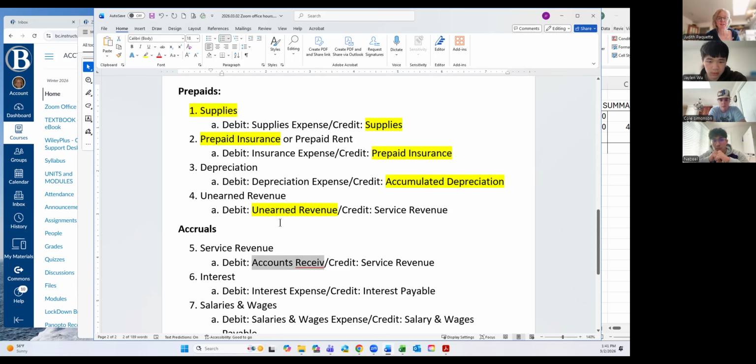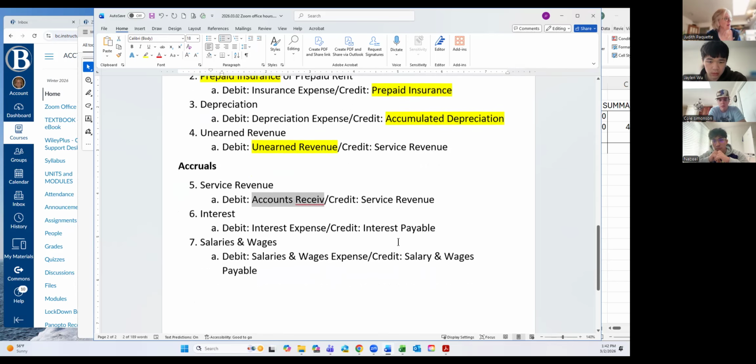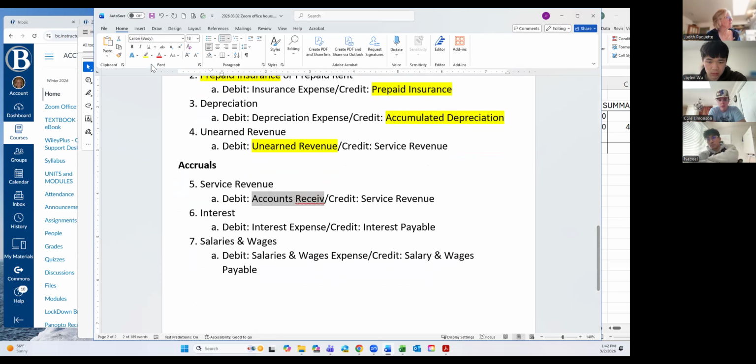Unearned revenue is a liability, a balance sheet account. Service revenue credit is an income statement account. And then down here, we've got balance sheet accounts receivable and service revenue. So when we say, hey, we made a sale, we haven't booked the journal entry yet. So we debit accounts receivable. We've increased assets. Eventually, we'll increase cash. But right now, we're increasing accounts receivable and we're increasing sales.